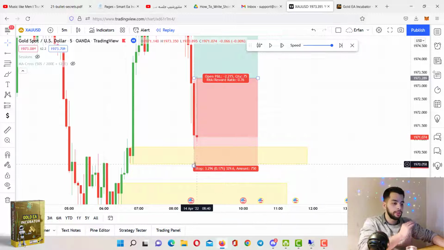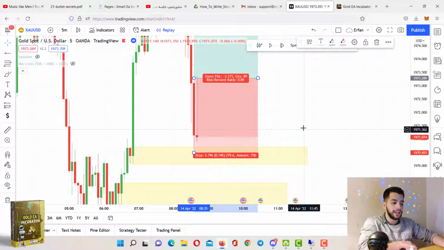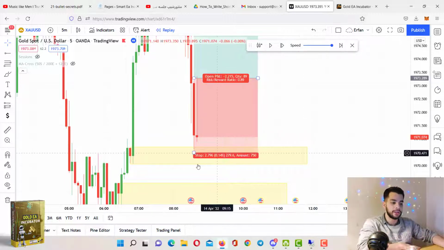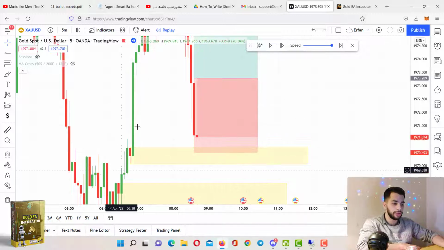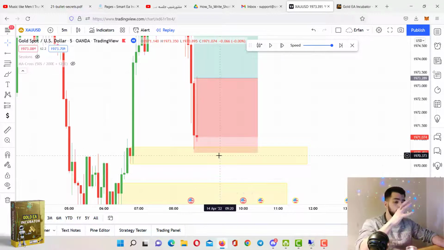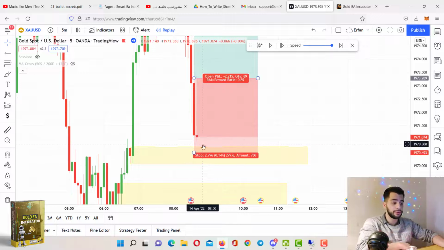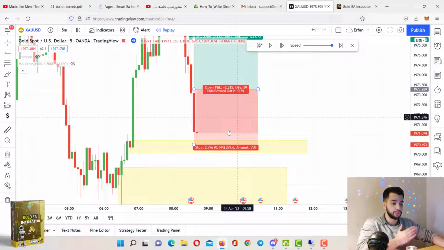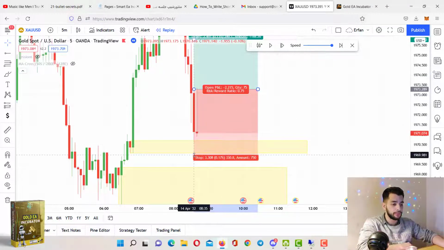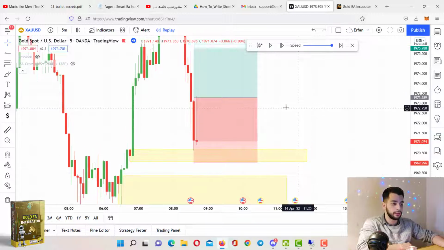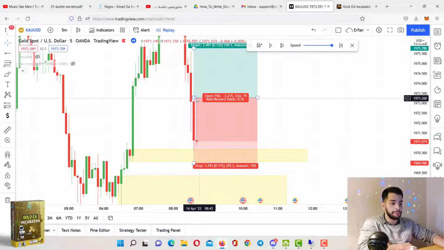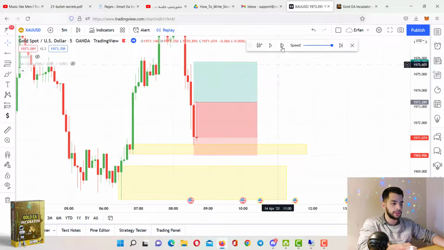A lot of people put their stop loss below the candle, and there's a high chance that you get stopped out. So this box, the entire box, is the room for the price to play around, and then it probably goes towards your direction. So what I personally do is put my stop loss exactly below this level, and then as you can see, my buy stop got triggered.